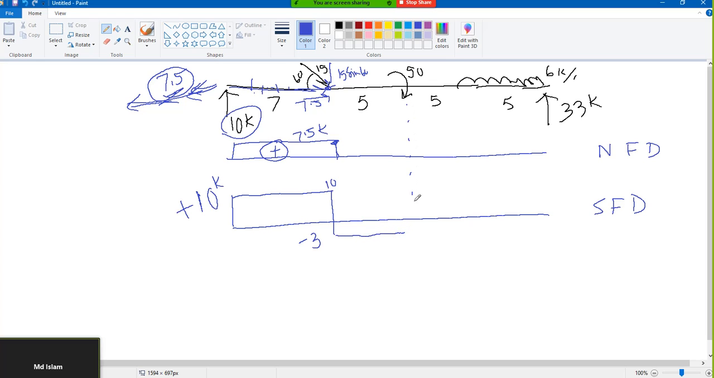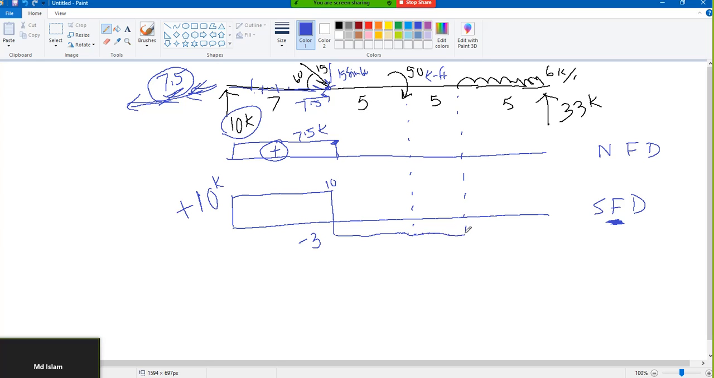There is a concentrated moment here. Do I need to do anything here? No. Again, why no? Because I am considering the force. I will not consider the moment. That is something to remember. I am considering the shear force here, so no moment. We will not look at the moment. After coming here, yes, I have something to do.